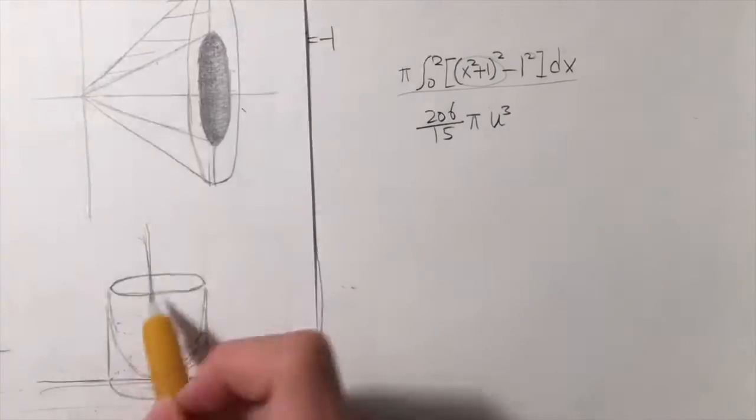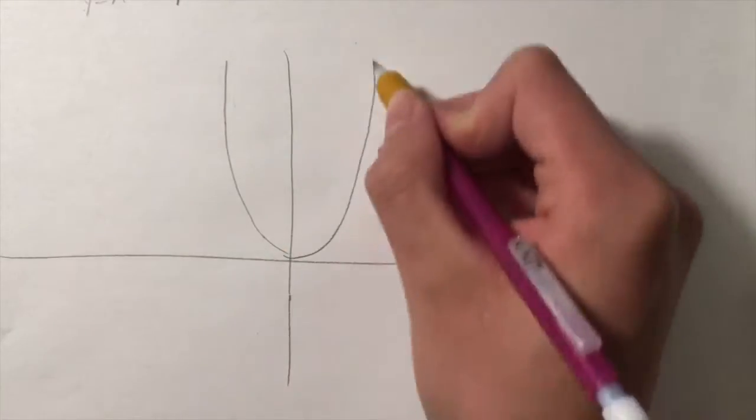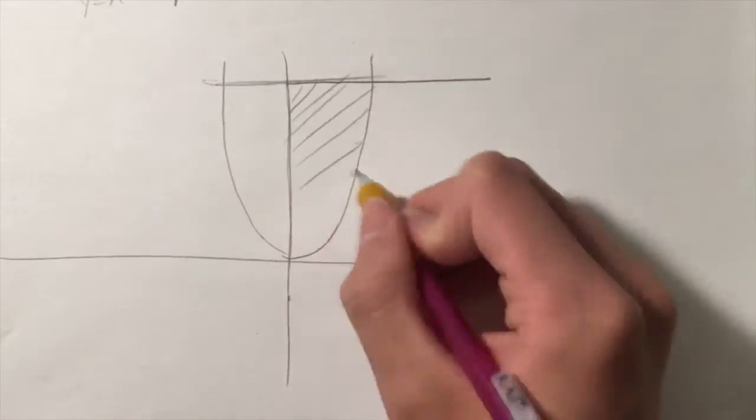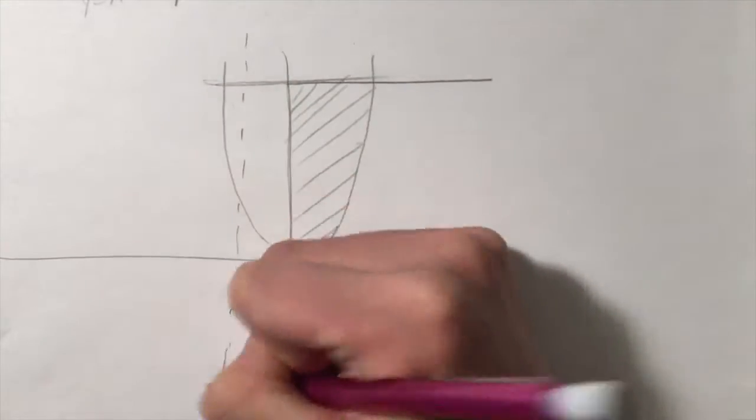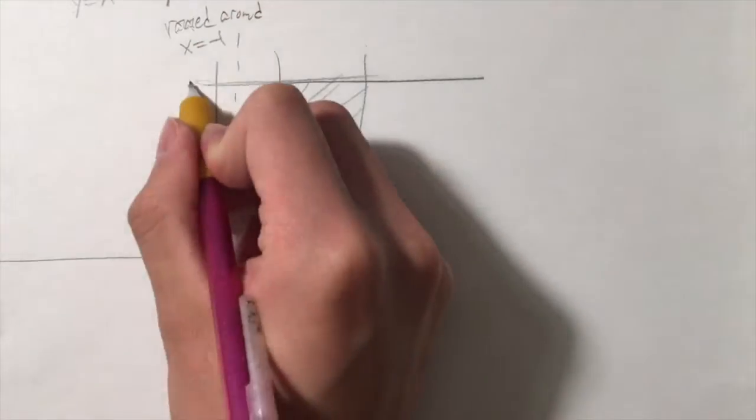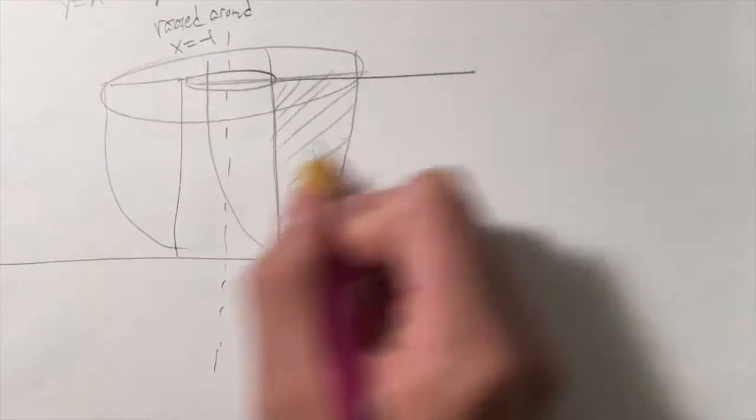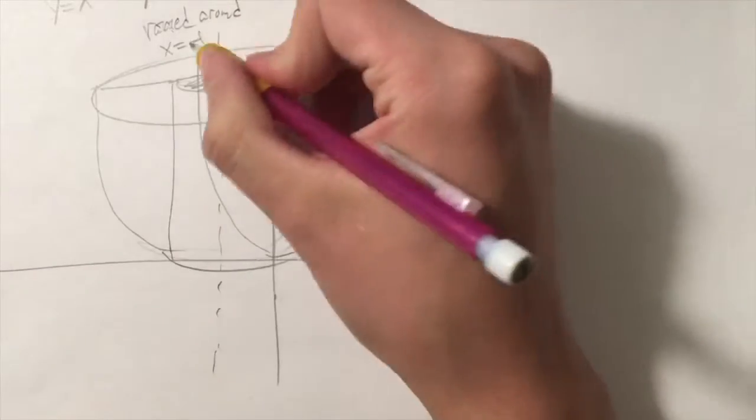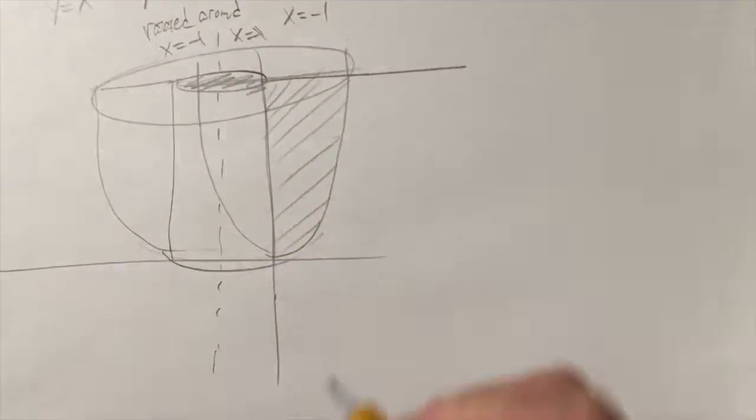Now let's look at the fourth situation, where we rotate around the y-axis, which is a vertical axis. So let's set the region between y equals x squared, x equals 4, y equals 4, and the y-axis, which is x equals 0. This area rotated around x equals 0 would be something like this, hollowed out.